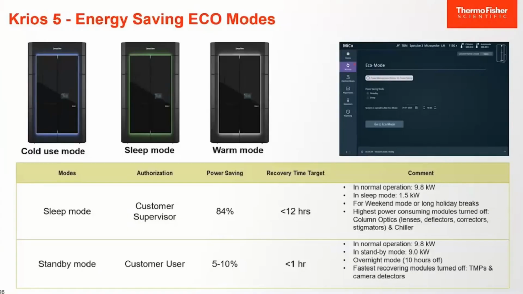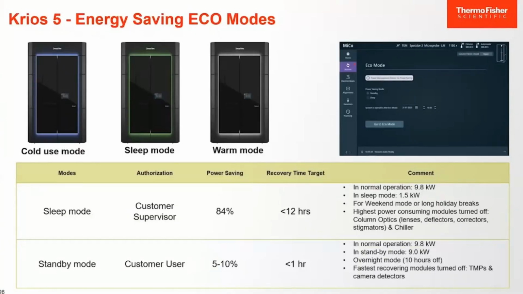And that is something you would typically consider to use if you, for example, have an overnight break somewhere and you only switch off some of the detector modes and the TMPs potentially. That saves you less energy, 5 to 10%, but on the other hand, you're within an hour back to standby mode. So those two options actually exist, are new.